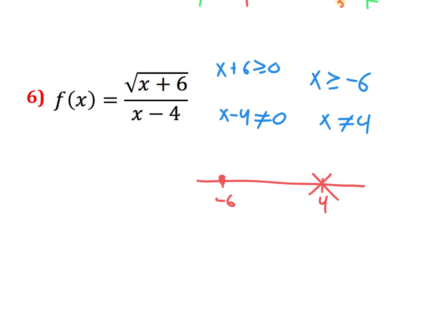Negative 6 is. Our domain is starting at negative 6, everything bigger than it, except for 4, on to forever. So to write that as a domain, we'd have negative 6, comma, 4, parentheses because 4 is not included, and then 4 to infinity.